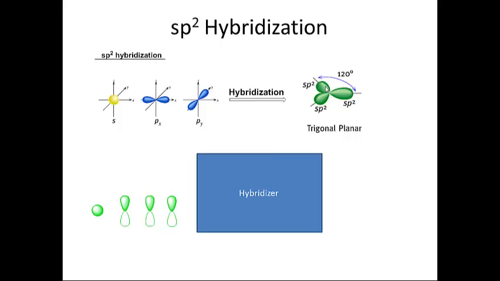Alright, so let's keep going. We have not discussed sp2 hybridization, so let's get into that now. Alright, so with sp2 hybridization, you have an s, and then you have 2 of the p orbitals to give you 3 sp2 hybrid orbitals. So let's take our s and our 3 p's and let's put them in the hybridizer. Let's see what happens.